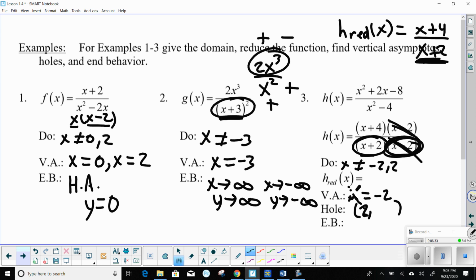So to find the y coordinate, all I do is take the 2 and plug it back into my reduced equation. 2 plus 4 is 6. 2 plus 2 is 4, so I get 6/4. You could put 3/2 or 1.5 would be fine.